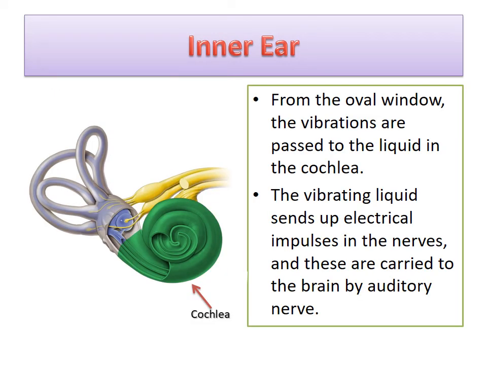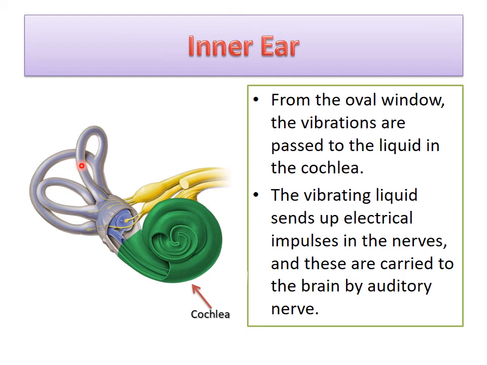So now let's understand the functioning of the inner ear. As we have already heard in the previous slide about the cochlea, it is a coiled tube attached to the oval window. It is filled with liquid containing nerve cells sensitive to sound waves.